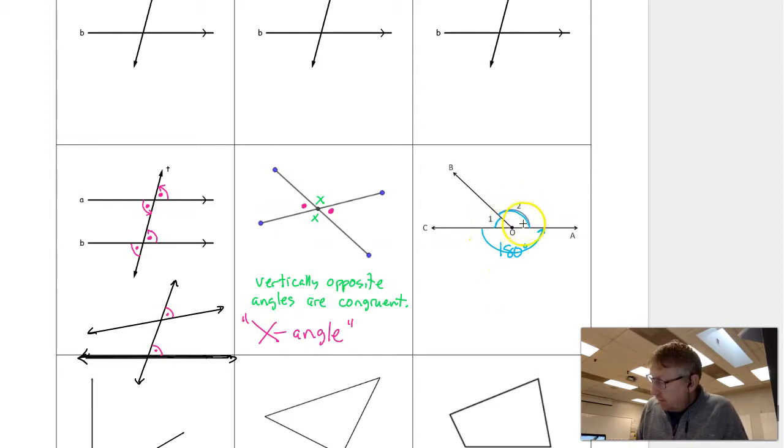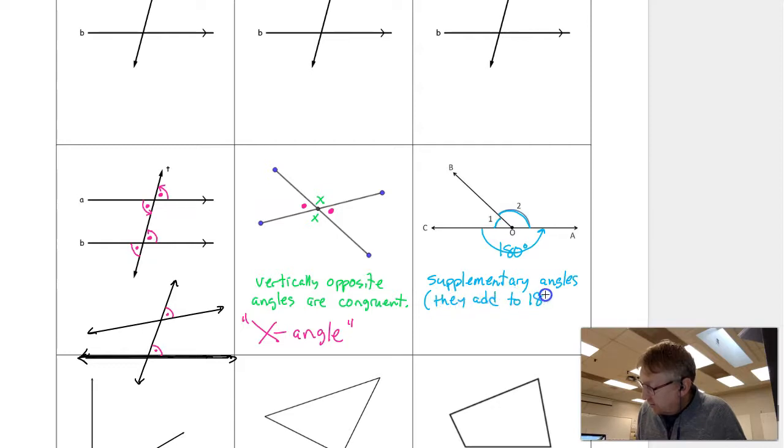And so we can do some math on this. If we know how big angle 2 is, we can subtract out of 180 to figure out how big angle 1 is. These are called, for the record, supplementary angles, which means they add to 180 degrees together. That's the word for it.